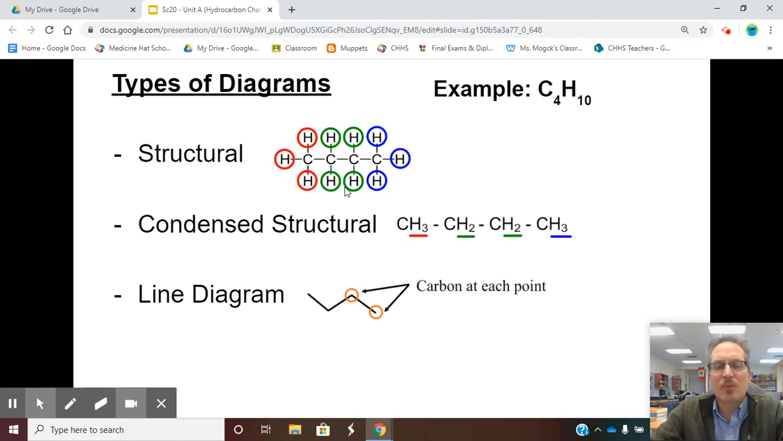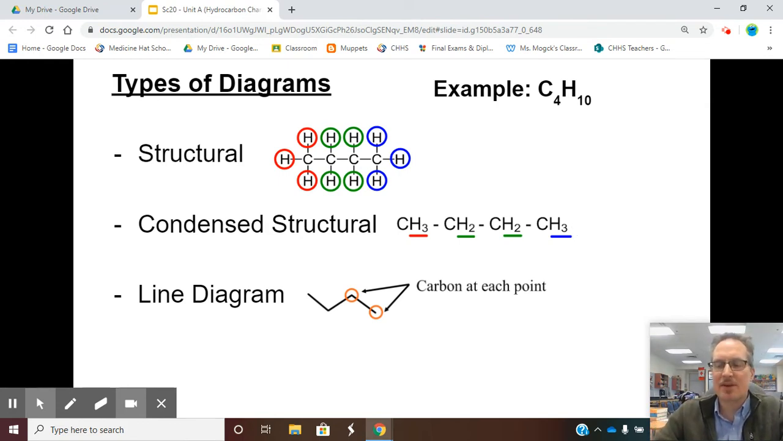As we can see then, we can shorten this up so it doesn't take up as much room by starting with, this first carbon has bonded to three hydrogens, CH3. The next two carbons, the ones in green, have each bonded to only two hydrogens, so CH2, CH2. And then the last one has bonded to three hydrogens, so we could call this CH3. The last way we can do this is a line structure.